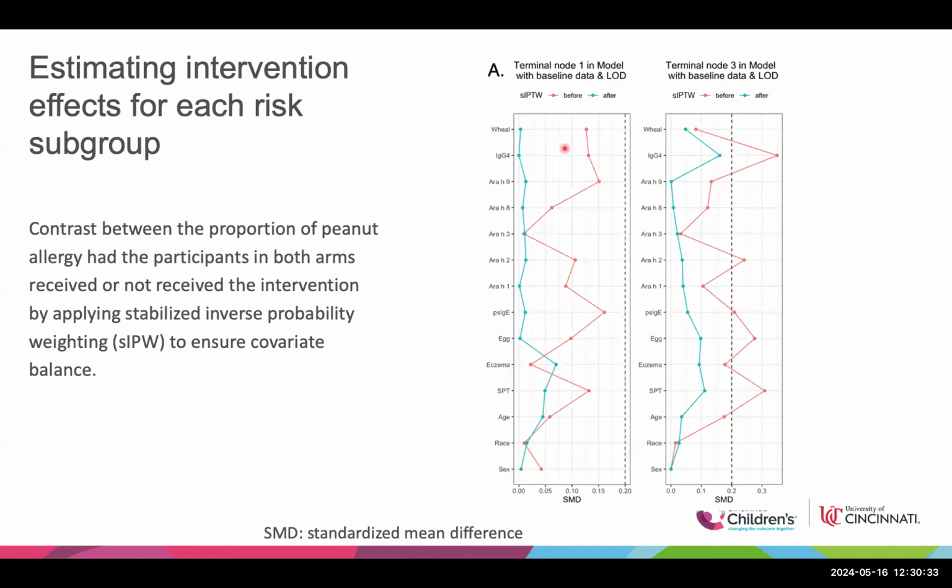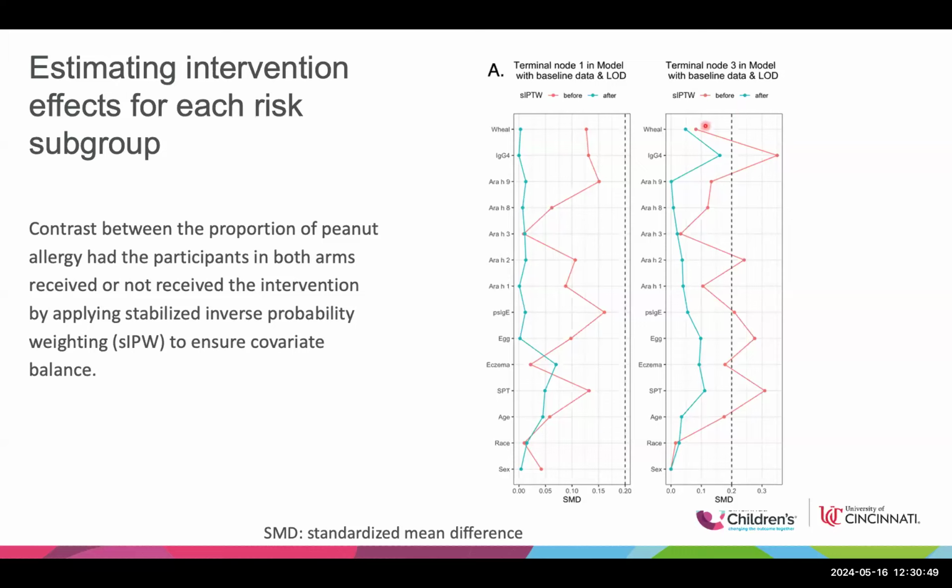On the right side here, there are two plots. On the x-axis is the standardized mean difference. The y-axis are all the covariates. Terminal node 1 is on the left side, 3 on the right side. We didn't do it for the middle node just because the number of participants was too low, so we didn't weight them against each other.